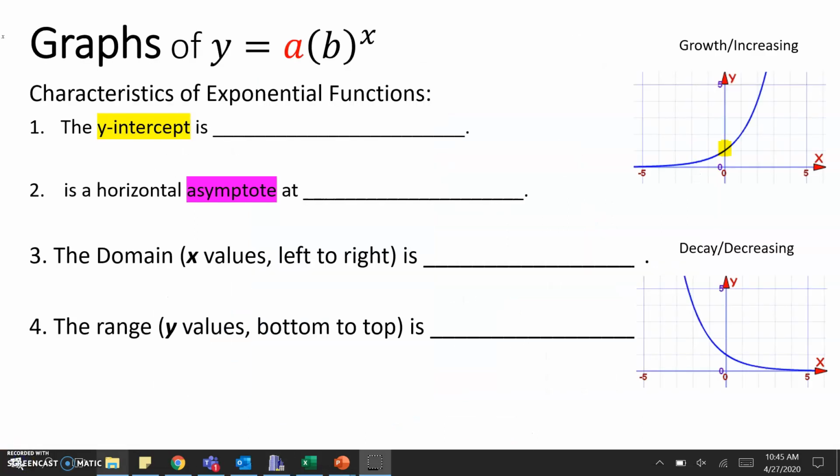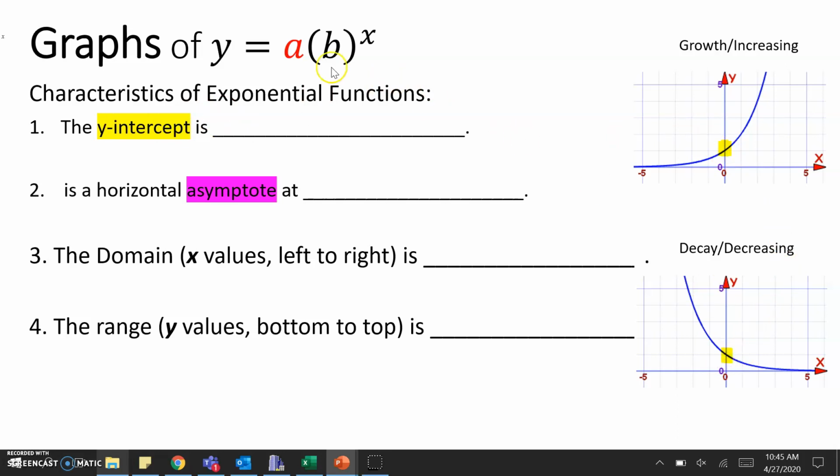So because of that, we actually get some unique characteristics for the graphs of exponential functions. Last week, you looked at tables and you determined some things based off the table, including what the equation was going to be. This week, we're going to focus on what the graphs look like and what it tells us about the equation. So we already know that the y-intercept is where it crosses the y-axis. That's for any graph that we've done in algebra.